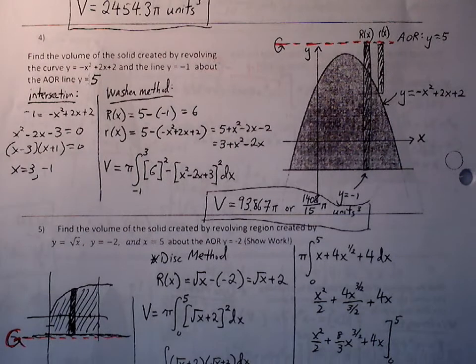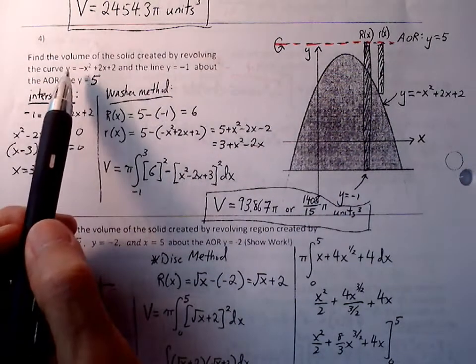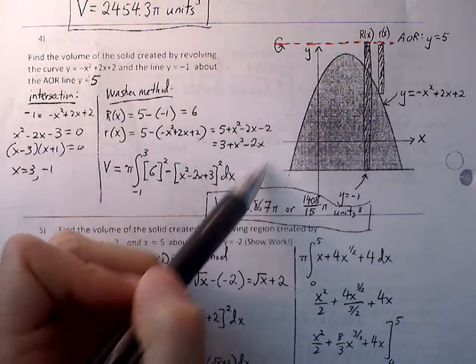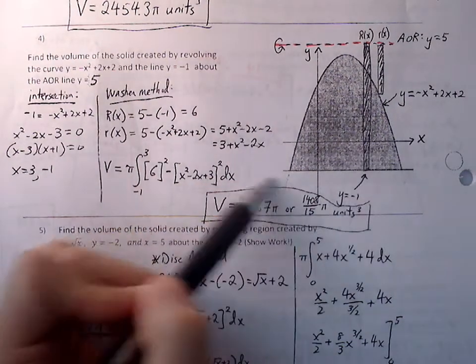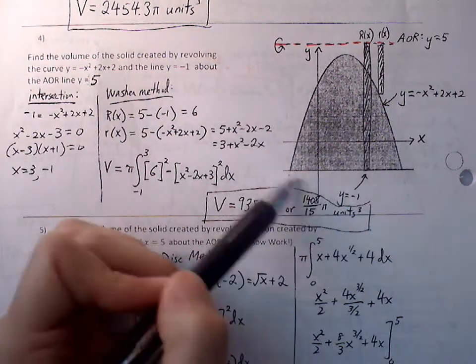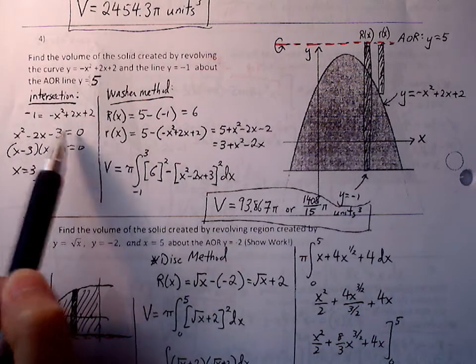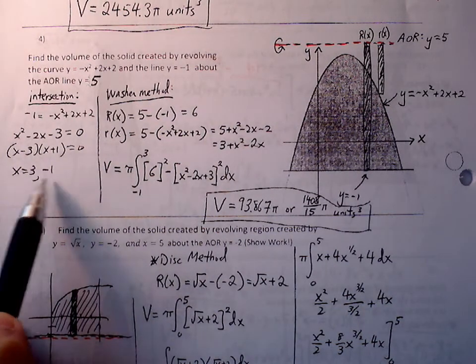Okay, number 4. We have the shaded region that's created by the negative x squared plus 2x plus 2 and the line y equals negative 1. We find the boundaries by setting the equations equal to each other. Bring everything over to one side. We factor, we get 3 and negative 1.